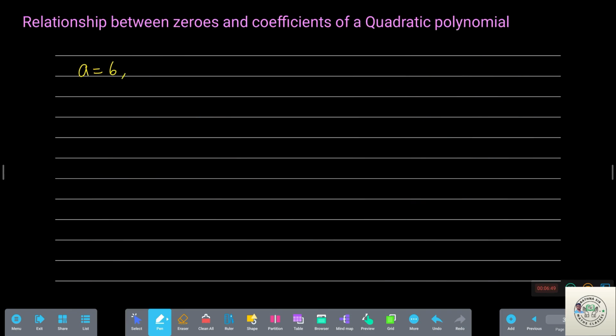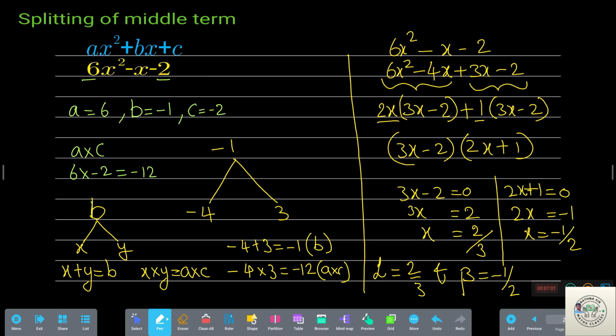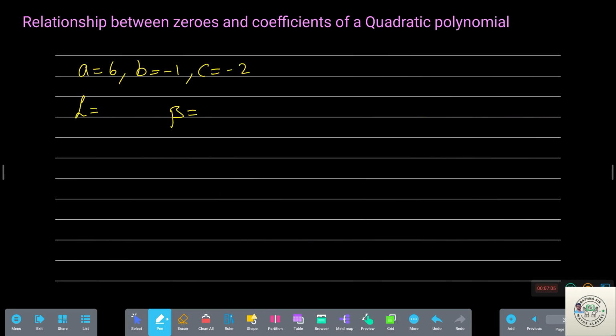A is 6, b is minus 1 and c is minus 2. And what we got, alpha and beta? Alpha is 2 by 3, beta is minus 1 by 2. Can we establish any relationship between a, b, c and alpha and beta?